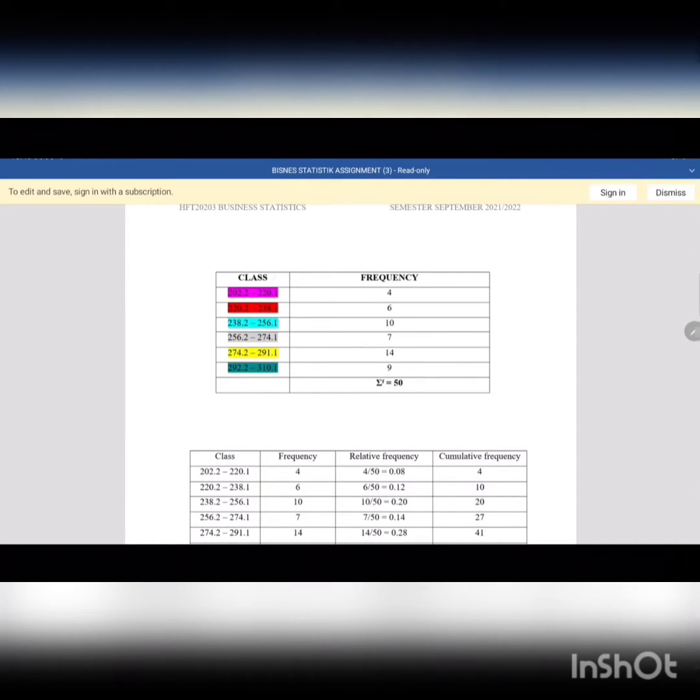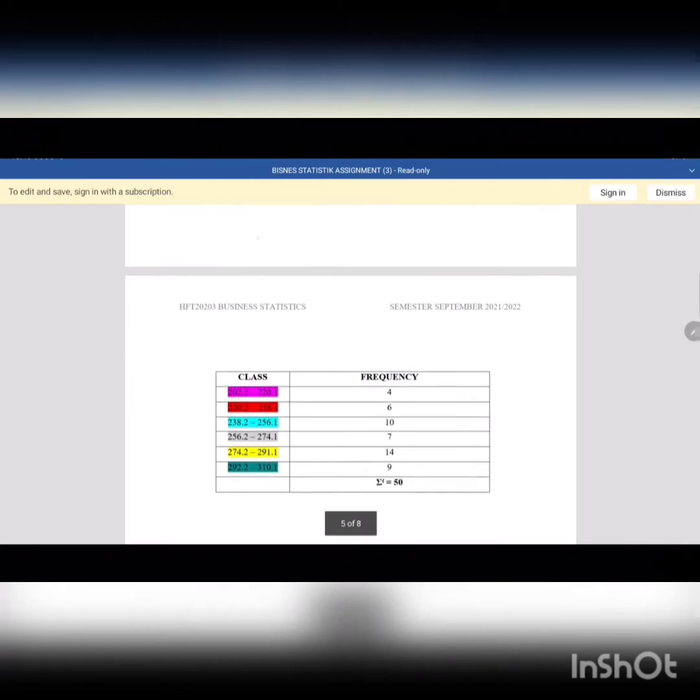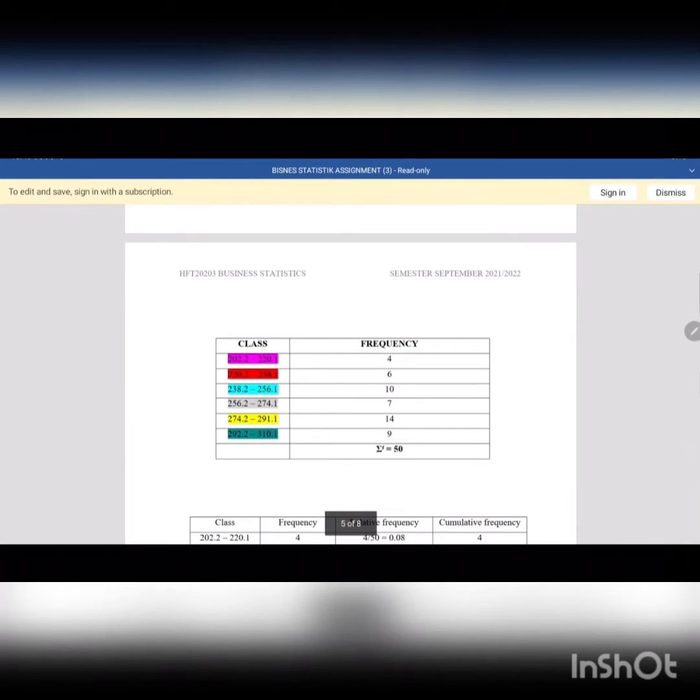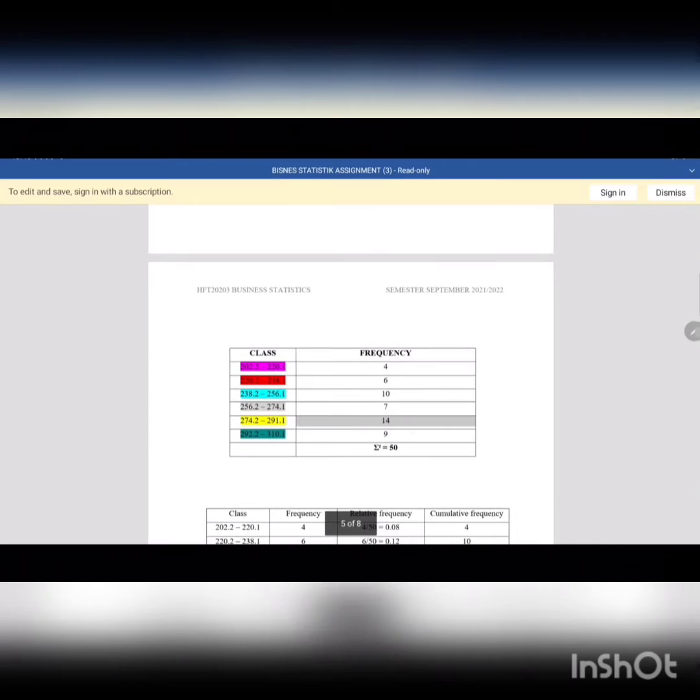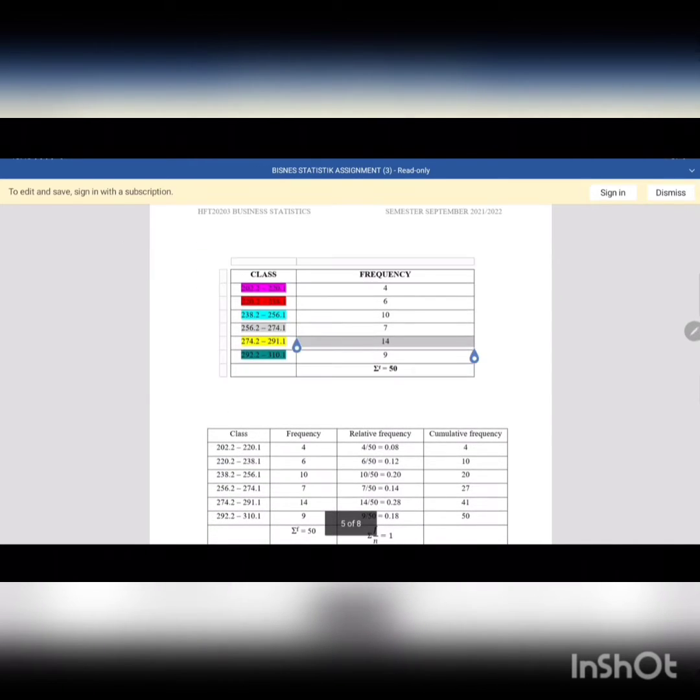How to get the class? To get the class, the lower entry 202.2 plus 18, the class width, and we get 220.2. So the lower limit for column 2 will be 220.2, and then continue until the end. Then we need to calculate the frequency. Then we get the total frequency, that is 50.